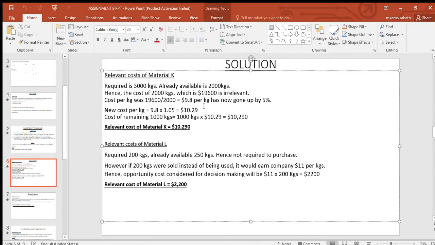So when we're trying to look for the new cost, we take 9.8 times 1.05, whereby it will be 10.29. Here the 5% will be equal to 1.05. So the cost of the remaining 1,000 kgs, we take the 1,000 kgs times this amount here, it will be $10,290.